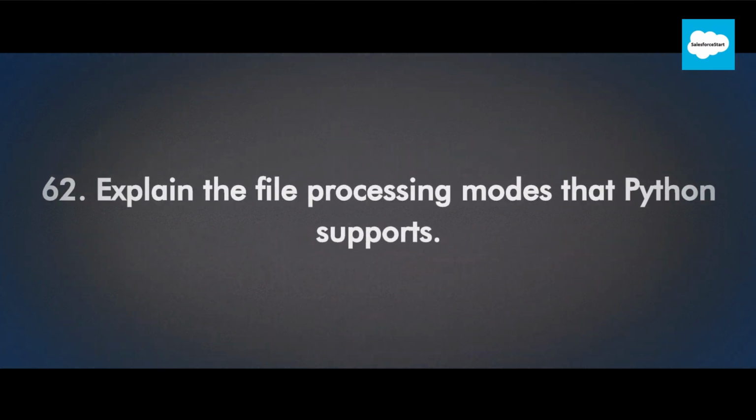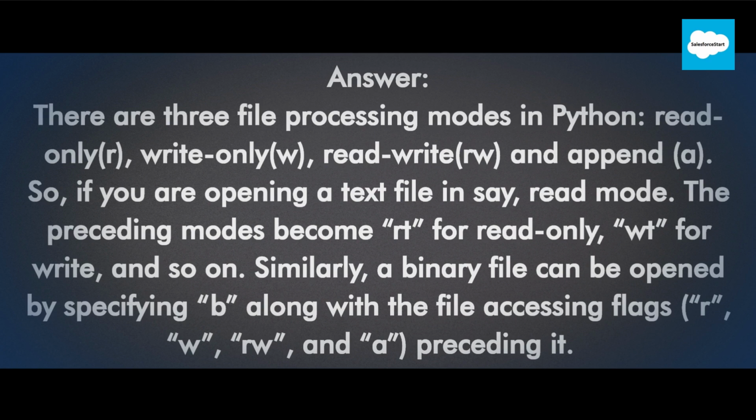62. Explain the file processing modes that Python supports. Answer. There are 3 file processing modes in Python. Read-only, r. Write-only, w. Read-write, rw. And append, a. So, if you are opening a text file in, say, read mode, the preceding modes become rt for read-only, wt for write, and so on. Similarly, a binary file can be opened by specifying b along with the file accessing flags r, w, rw, and a preceding it.